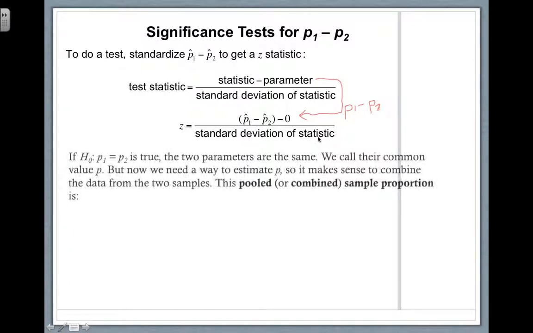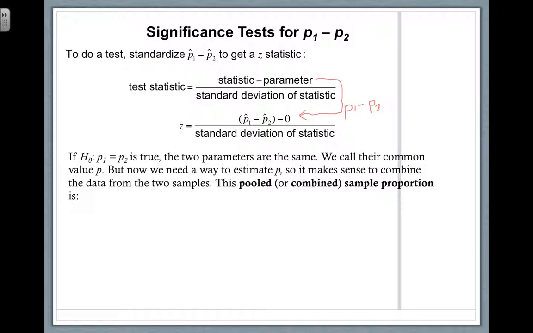The other thing that's significantly different is the standard deviation of a statistic. It doesn't change a whole lot, and it makes more sense with your confidence intervals, but it changes a bit with your significance tests. If the null is true, the two parameters are the same. We call their common value p, but now we need a way to estimate p, so it makes sense to combine the data from the two samples. We're going to call this pooling.